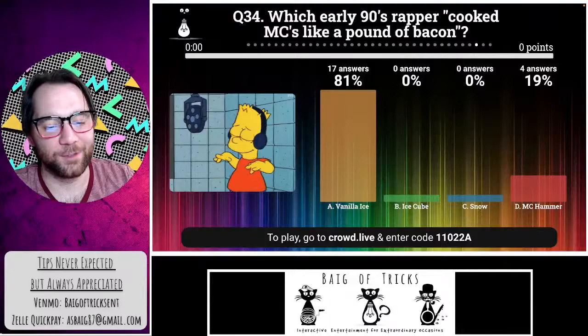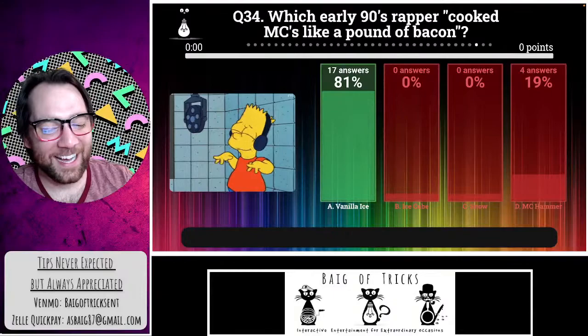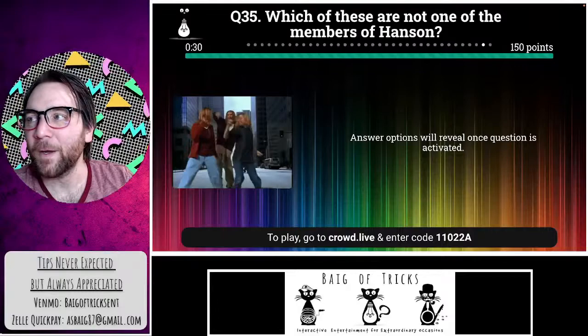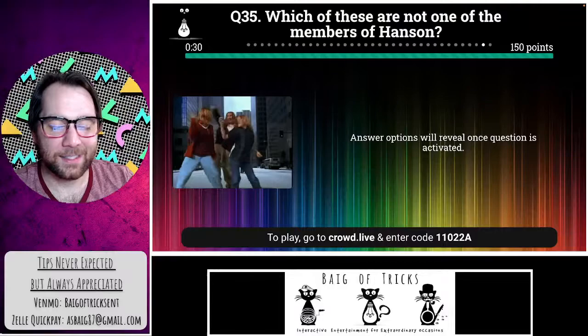Correct answer here is Vanilla Ice. Great job. All right, two questions left. Number 35. Which of the following names is not an actual name of one of the members of the band Hanson? Which of these is not an actual Hanson brother? Is it Isaac, Brandon, Zach, or Taylor?